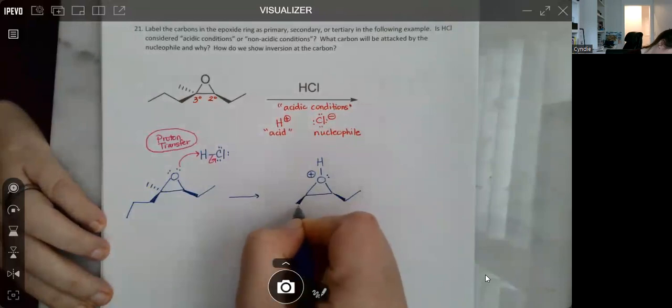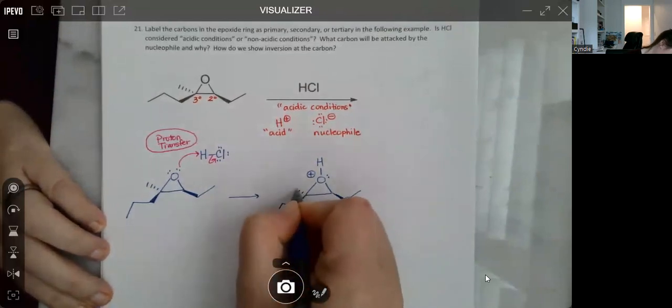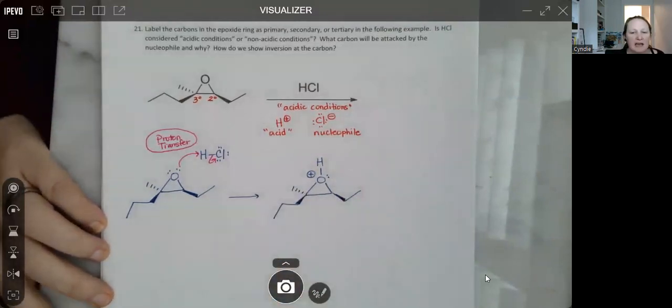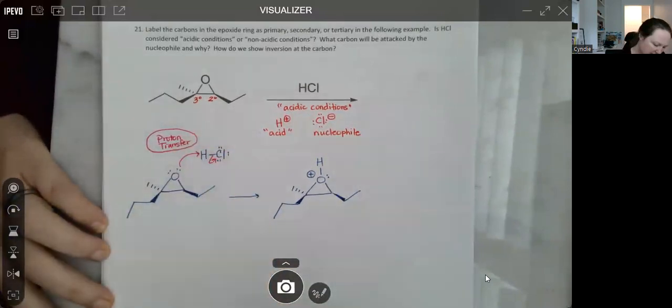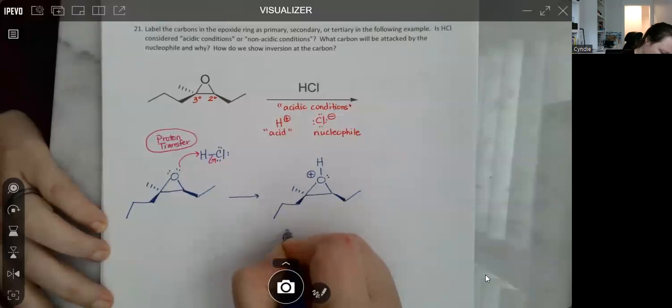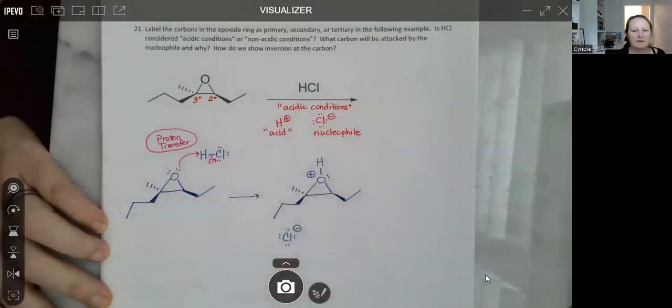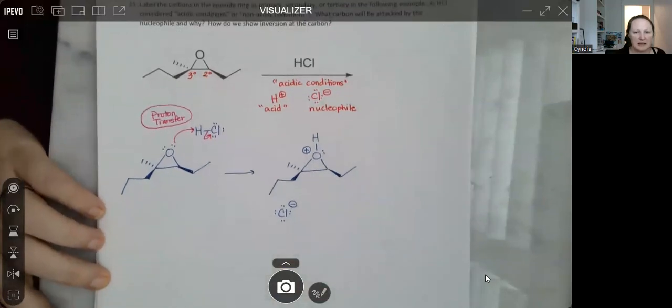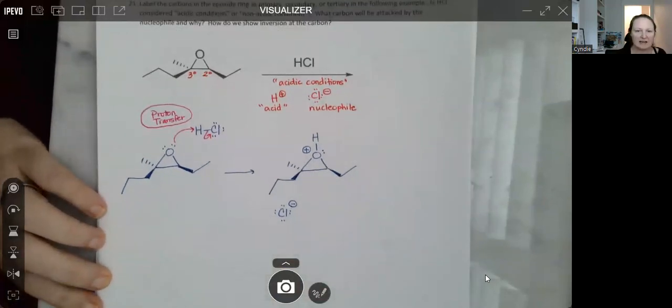I'm just copying out the rest of it, the same as it looked before. And now I'm going to show the chloride that got formed in this first step. That's again the nucleophile, right? Doing a nucleophilic attack. We're also going to have simultaneous loss of a leaving group. So this is an SN2-like reaction.